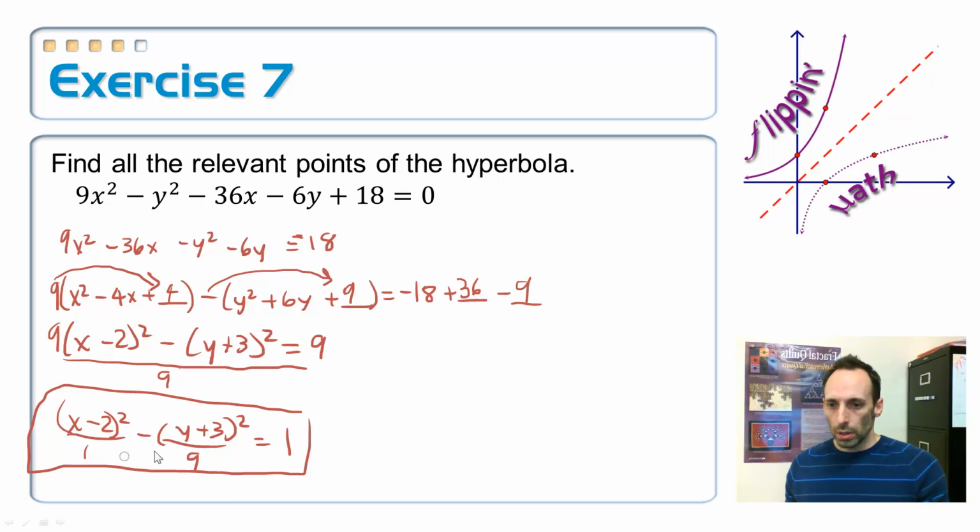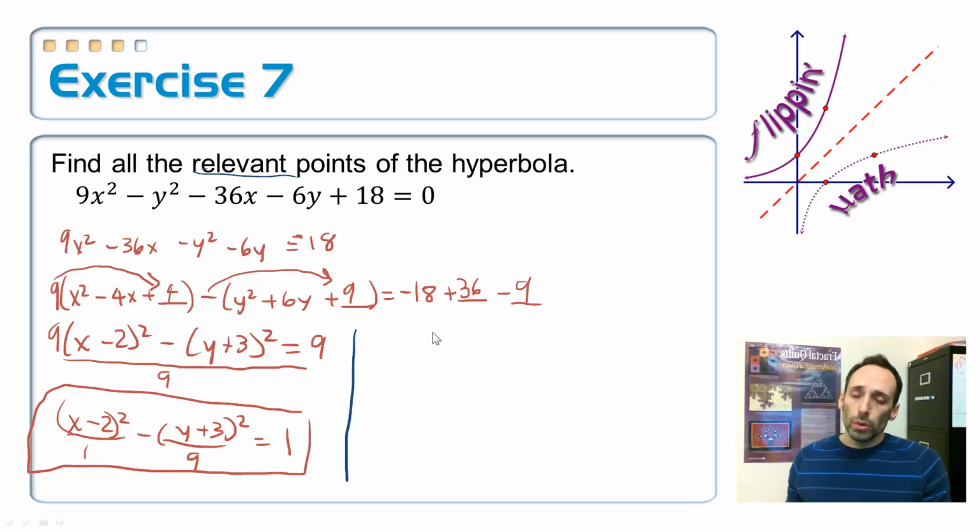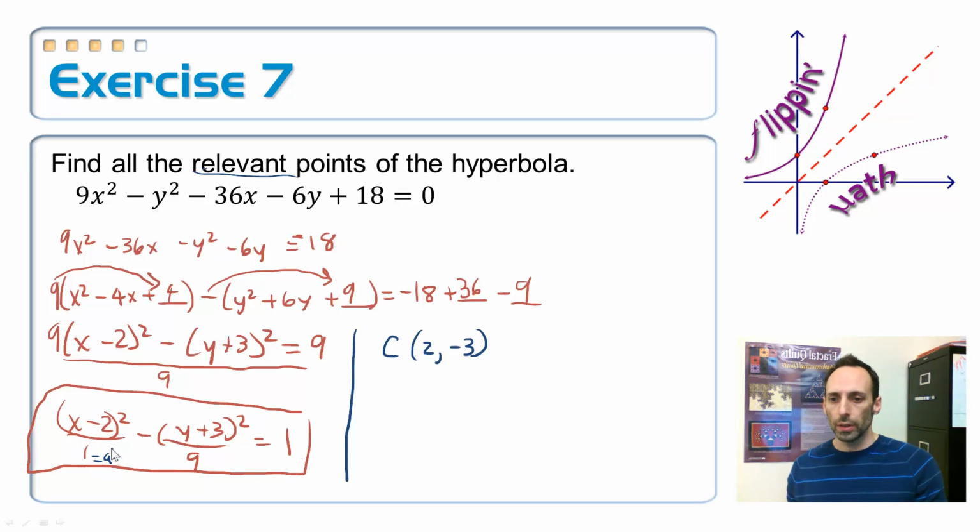And now, let's find all of the relevant points. Relevant. And no, you can't just go, I think they're all irrelevant, so I don't have any points to find. That doesn't work. Anyway, I need a center point, so my center point is at (2, -3). All right. Down here at the bottom, I have a 1 underneath the x, which is positive in this case, so this is my a value. It's actually a squared, but since that's just 1, the square root of 1 is 1. So that means the 9 must be b squared, and my b is equal to 3.